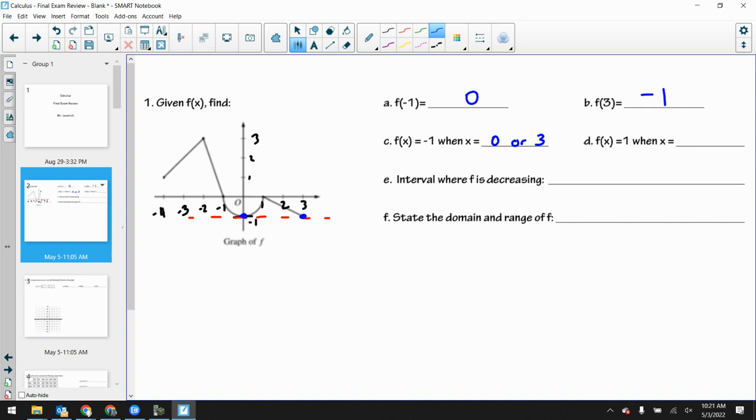F of x is equal to 1 when x is equal to. Okay, so now looking here, looks like there's two places again. Once right here, and then once right here. Looks like it's a little bit less than -1, so we could estimate it to be about -1.2, and or -4.